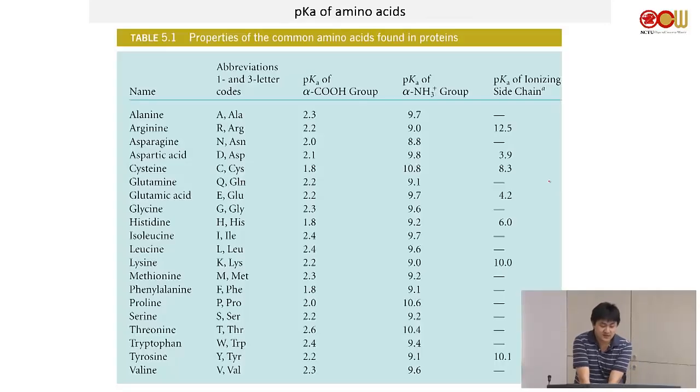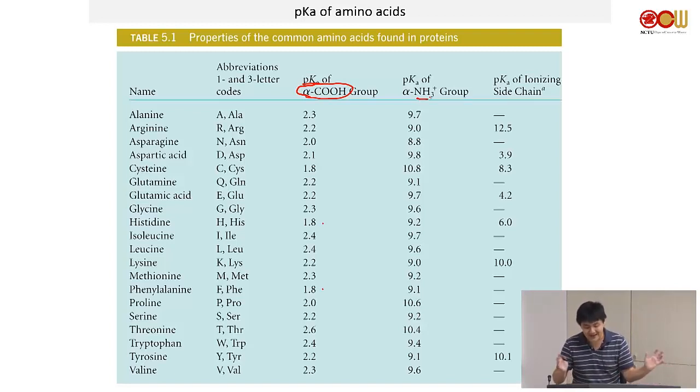Now, this is a chart of the 20 amino acids. You look at the pKa values for the acid group, and you see it's somewhere between 2 and 2.4. Some of them could go down to 1.8, that's fine, but roughly speaking we have something like 2 to 2.2. So that's the pKa for the acid group of your amino acid.